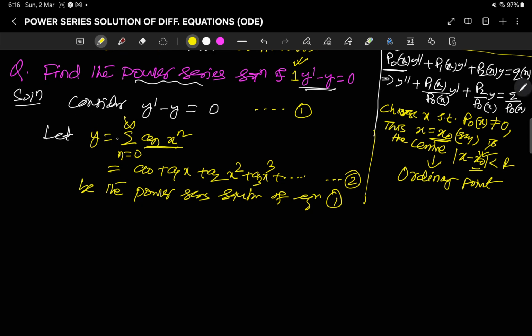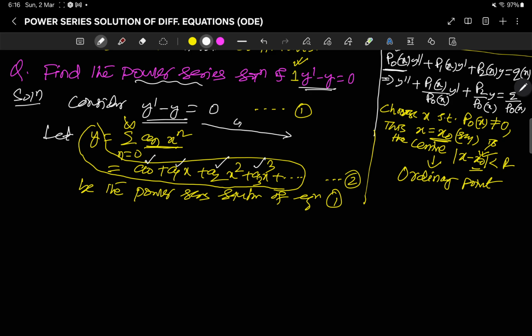Like in the previous case, we chose y equal to x to the power m or e to the power mx. So this is my solution here. Then my interest is to find a0, a1, a2, a3, and so on. Now it is a first order differential equation, so its general solution will involve only one arbitrary constant, right?